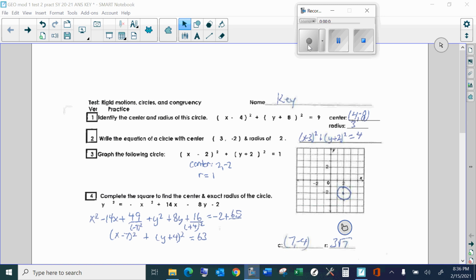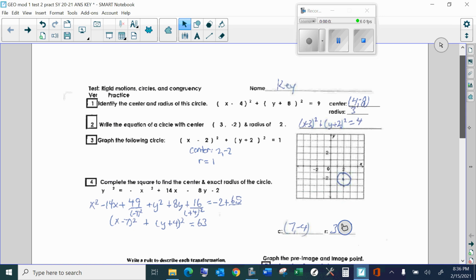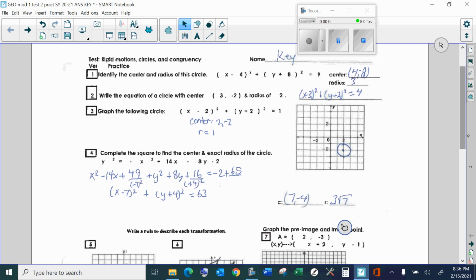Okay, we're going to go ahead and go through this practice test. Number one, it's in standard form of a circle, so we know it's opposite, opposite, square root. Should be 3 points. So 4, -8, and square root of 9 is 3.